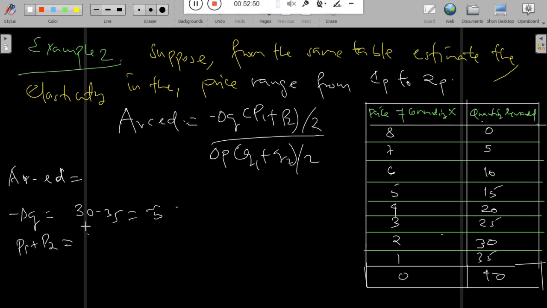So when we plug in, P1 plus P2 over 2: the 1 plus 2, at the range of 1 to 2, is 3, divided by 2. Remember, the change of price is given at the range of values of 2 and 1, so it will be 2 minus 1. The change of price is given at the range of 1p and 2p, and it is considered at the same range point that we are asked to consider.